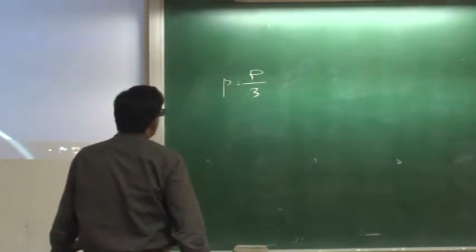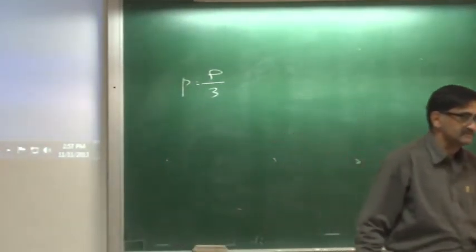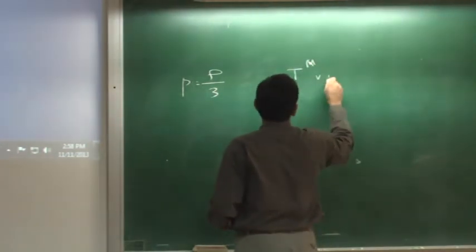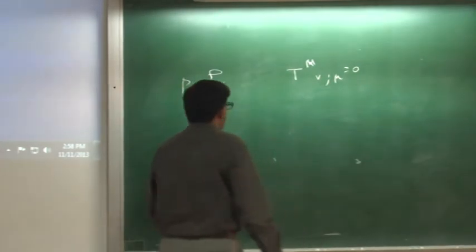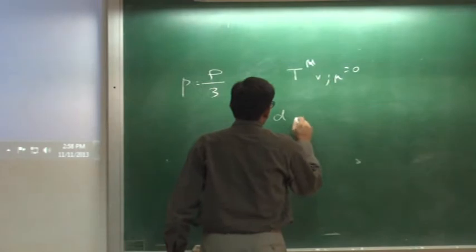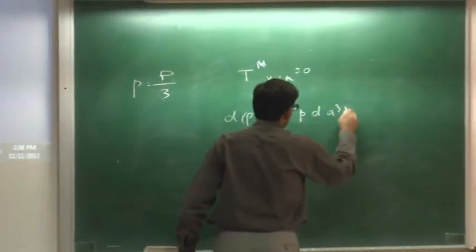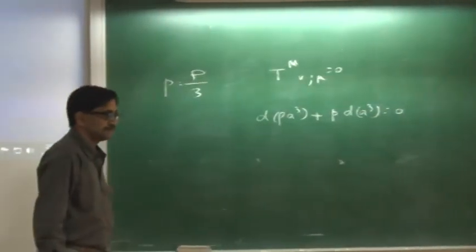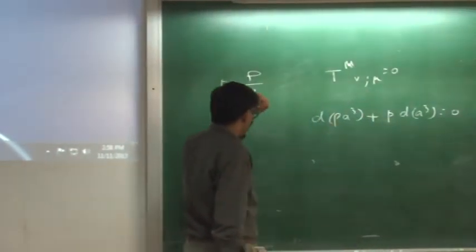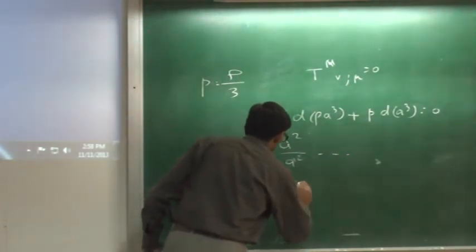Okay, so now in addition to these two equations which I gave you, there is one more equation, which is the continuity equation. The continuity equation is T mu nu covariant derivative mu equal to 0, which in our case, a special case of the diagonal T mu nu, comes out to be d of rho a cube plus P d a cube equal to 0. So then we have, in addition, the a dot square by a square equation and the a double dot by a equation.